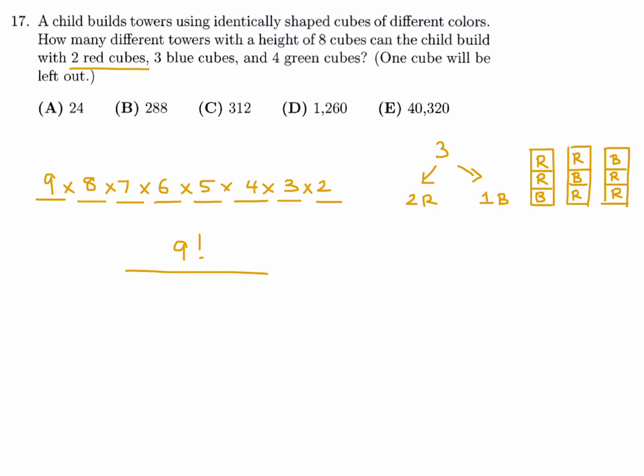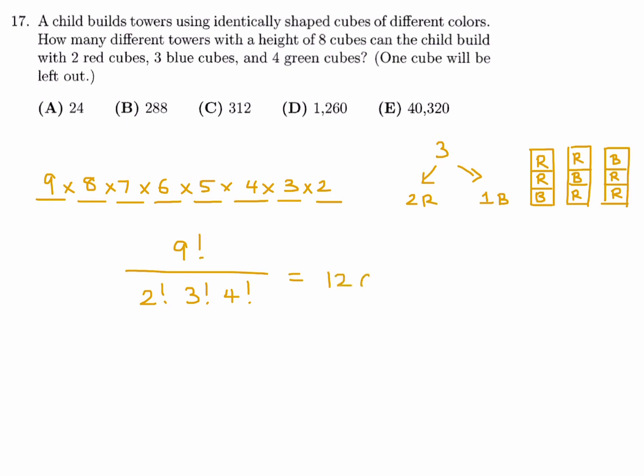But we have some colors, actually all of the colors, there's more than 1 cube. So to account for the overcounts, you have to divide. Since there's 2 red cubes, you have to divide by 2 factorial. Since there's 3 blue cubes, you have to divide by 3 factorial. And since there are 4 green cubes, you have to divide by 4 factorial. That takes consideration of the overcounts and gives you a unique number.